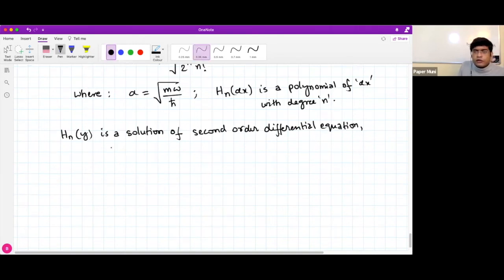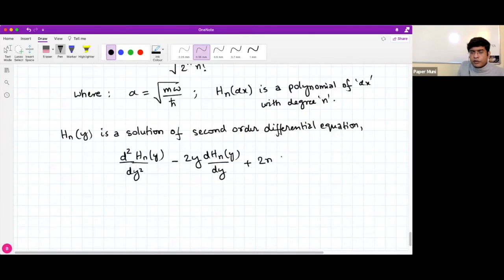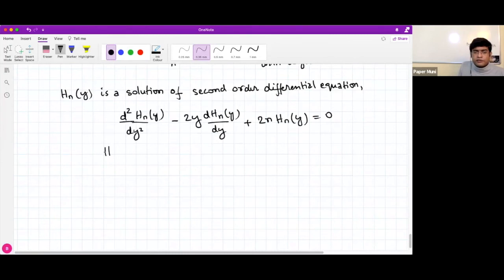One more thing: whoever is thinking of a dual degree or an integrated program will have to attend interviews, so make sure that you know the important derivations, like the one we'll be doing for operator algebra. The equation looks like this, and this is a differential equation; the Hermite polynomial Hn(y) is a solution to this equation. Hn(y) is called Hermite polynomials.